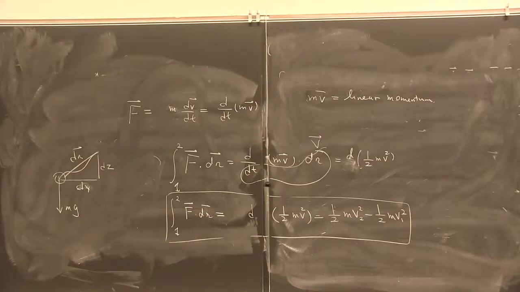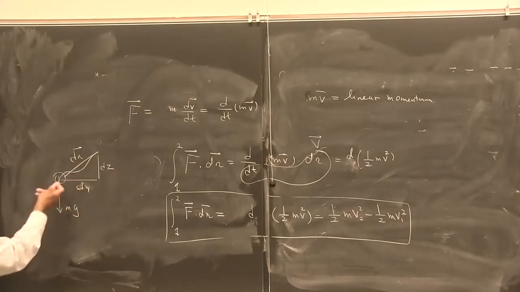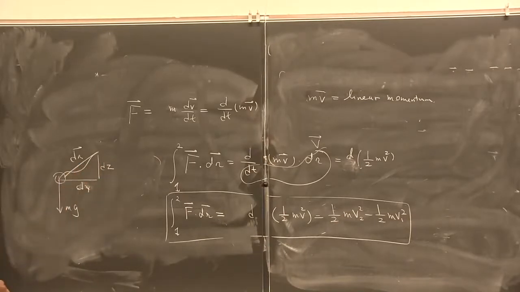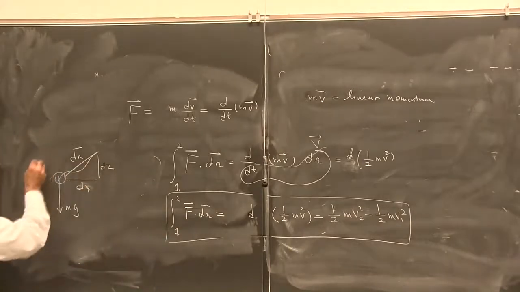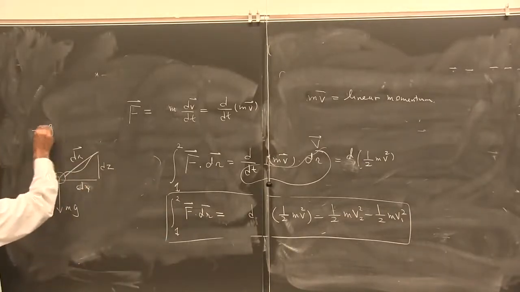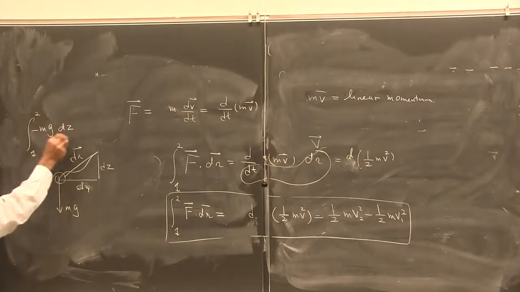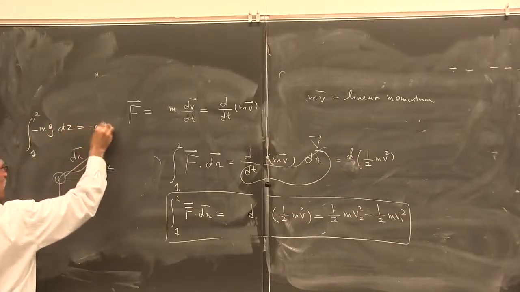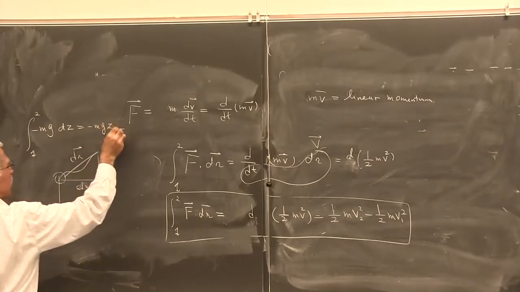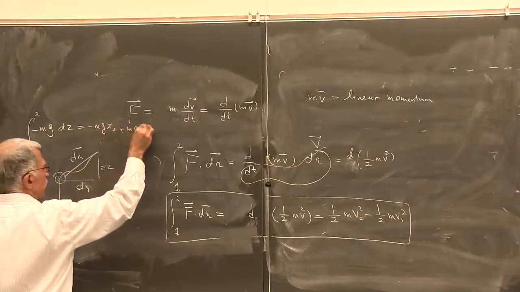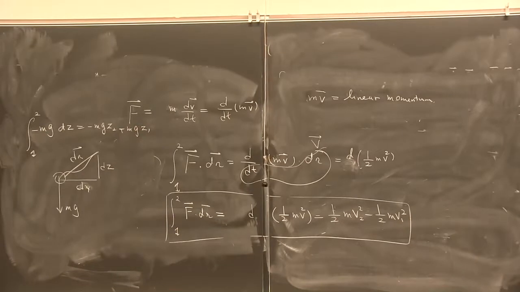And F and dR are in the opposite direction. dy doesn't make any difference; dz is the one that makes a difference. So the dot product, F times dr, becomes minus mg dz. And if you integrate this from stage 1 to stage 2, this becomes minus mgz at 2 plus mgz at 1. So now you see that it doesn't depend on the path.